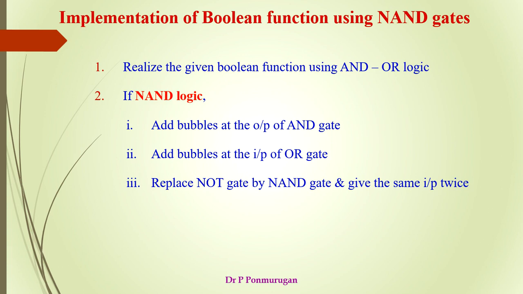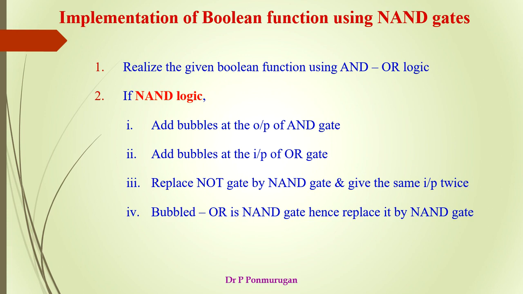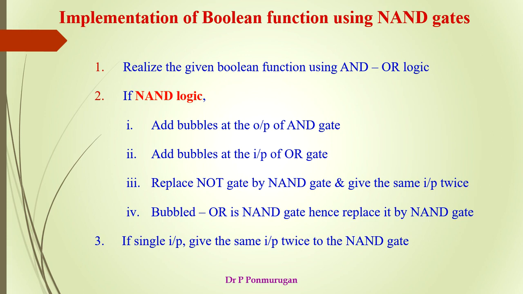The third step is replace NOT gate by NAND gate and give the same input twice. Next, the bubbled OR is a NAND gate, hence replace that by using a NAND gate. The final step is, if there is any single input, give the same input twice to the NAND gate.